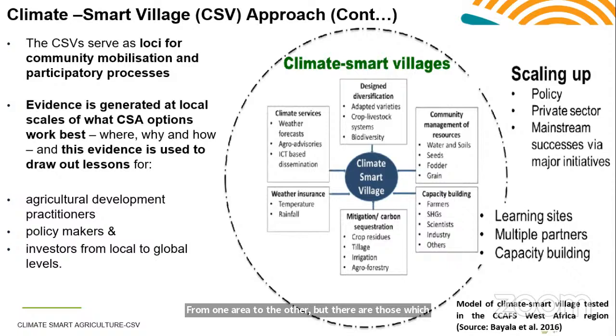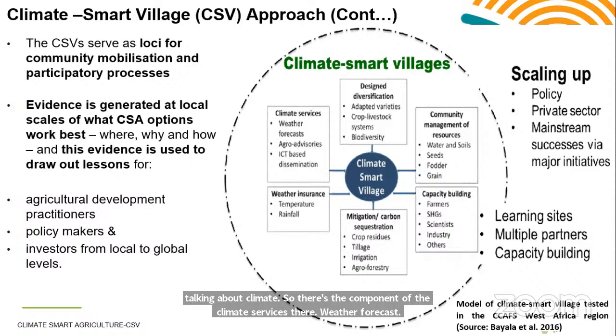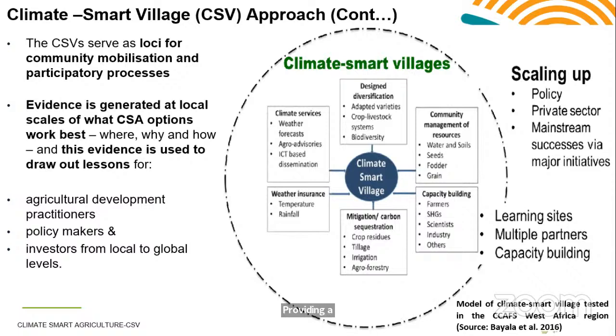So there's the component of the climate services there, weather forecast, providing agro advisories and digital-based dissemination of climate information, and also the component of weather insurance, which again is one aspect where a number of farmers have already embraced.